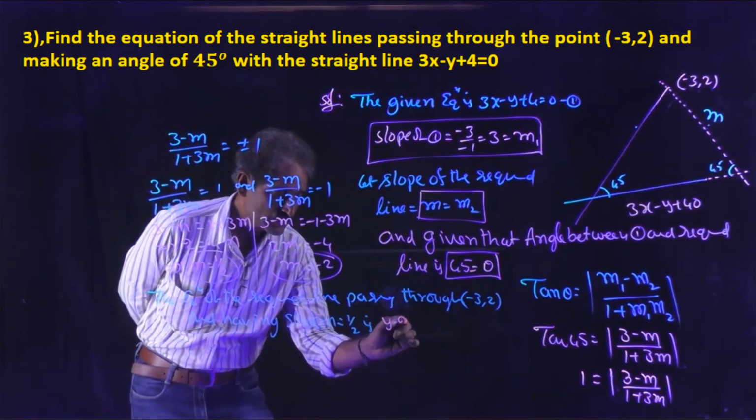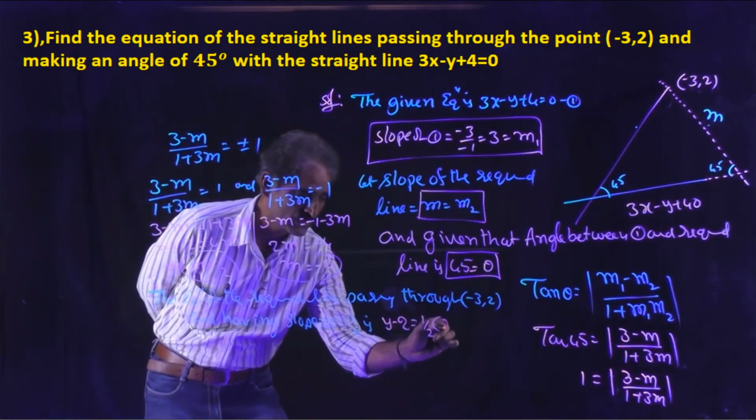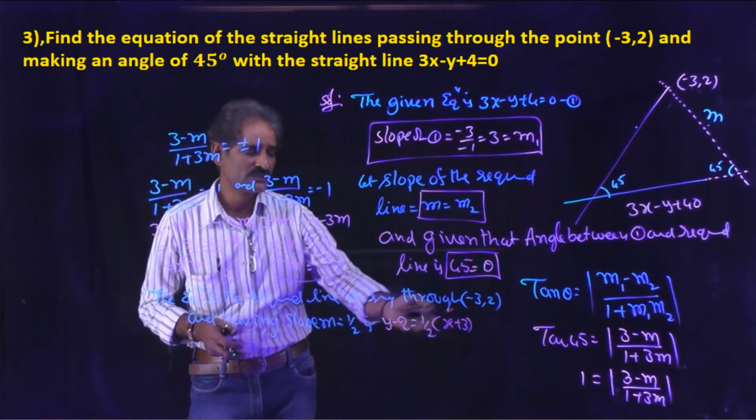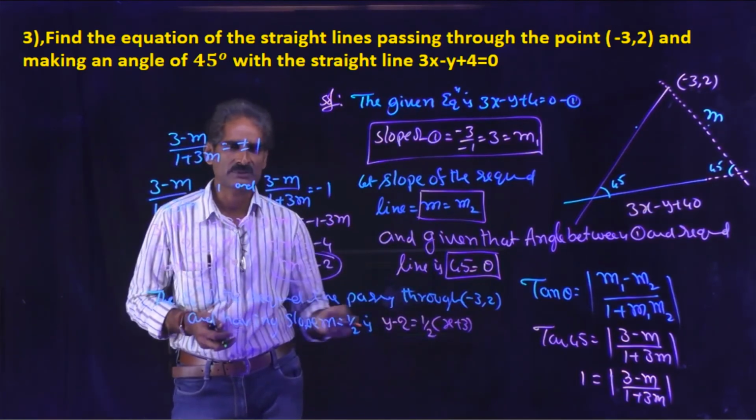y minus 2 is equal to 1 by 2 into x minus of minus 3. This is the first line. Just simplify it, we will get the simple form.